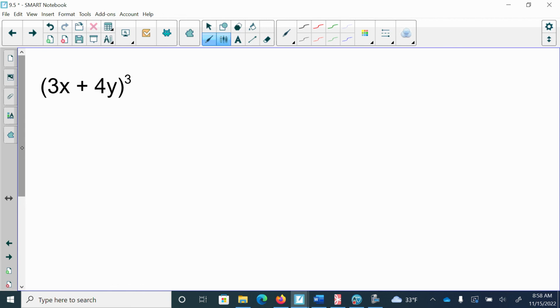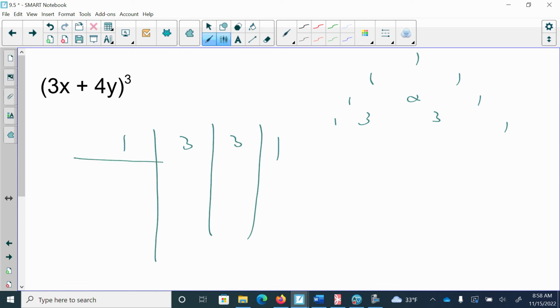Okay, this is another one, 3x plus 4y. So I'm raising it to the 3rd power, so I only need a couple rows of my Pascal's triangle. So my coefficients are going to be 1, 3, 3, and 1. My first term is going to be 3x. My second term is going to be 4y. So I'm going to have to take into account those coefficients when I raise it to a power.